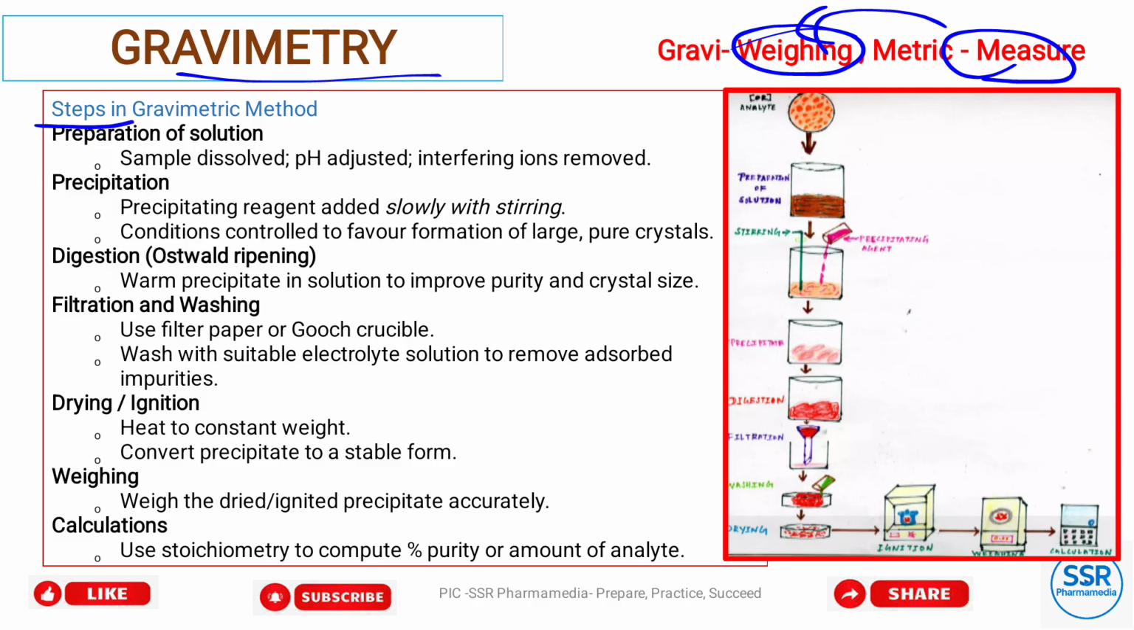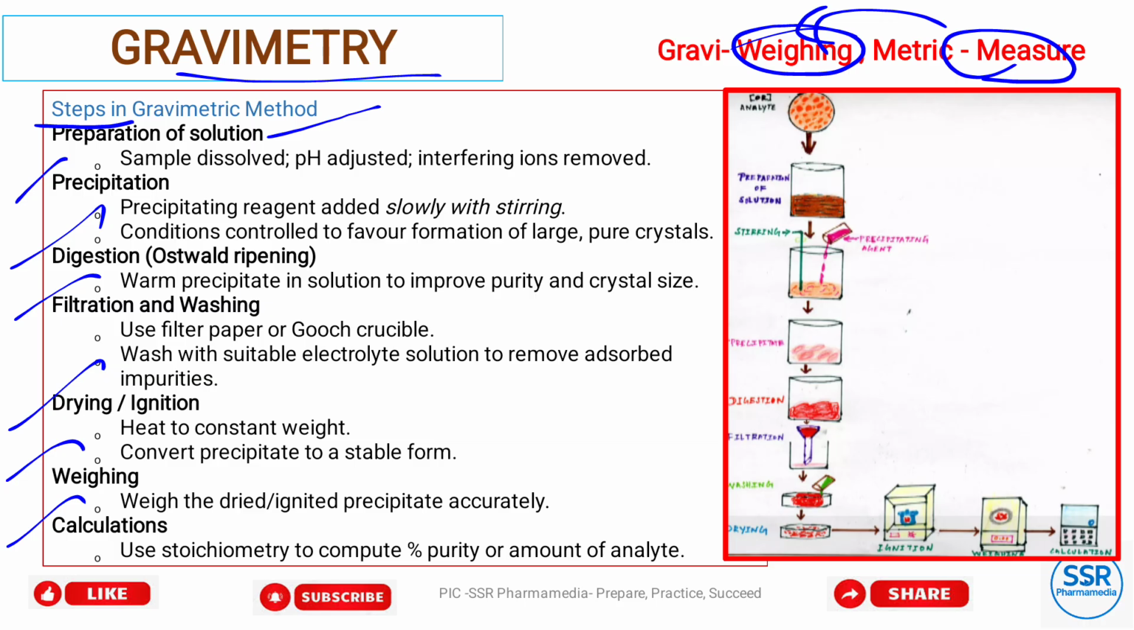The steps involved in gravimetry are very important. Preparation of solution is the first step. Second step, precipitation formation. Third step, digestion, which is a type of Ostwald ripening. Fourth step, filtration and washing. Fifth step, drying and ignition. The next step is weighing, and the last step is calculations. So these are all the steps involved in the gravimetric method.